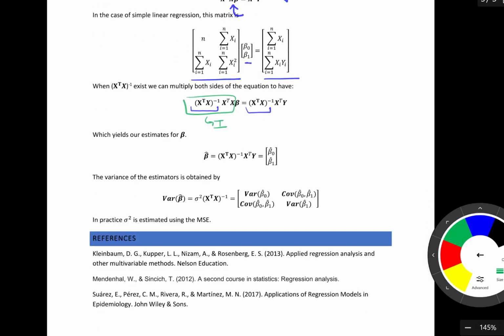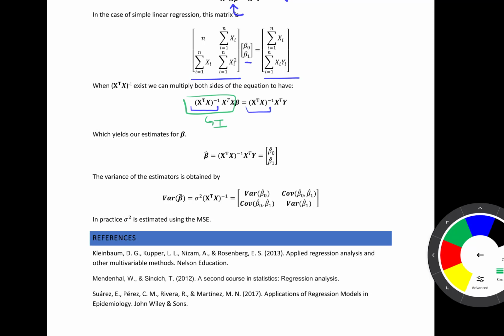This then gives us our estimates, which is beta hat equals X transpose X inverse, X transpose y, which gives us beta hat naught, beta hat 1. And it ends up that if you do this multiplication, you're going to find the exact same formulas that we saw back in Module 2. And then we could do something similar to find our variance estimates for our parameters.